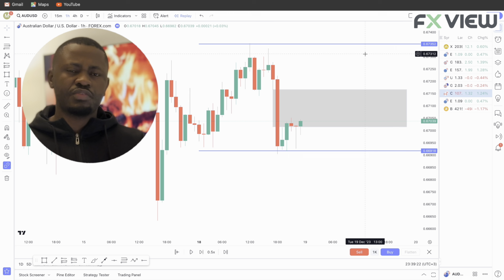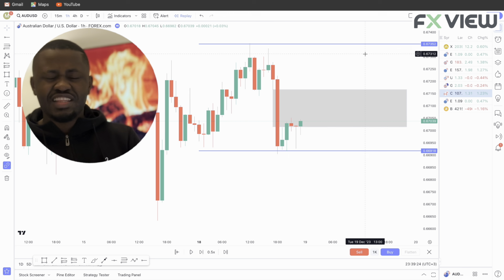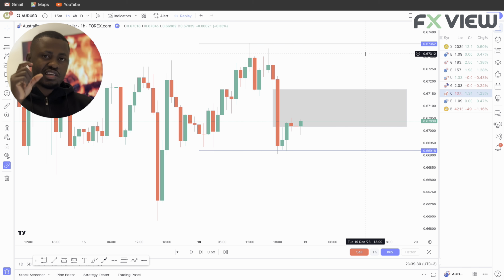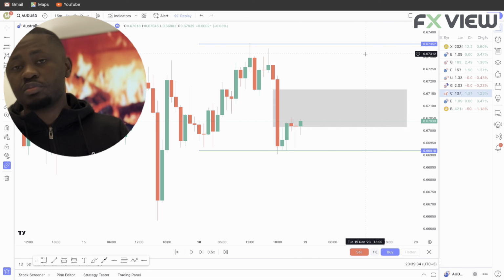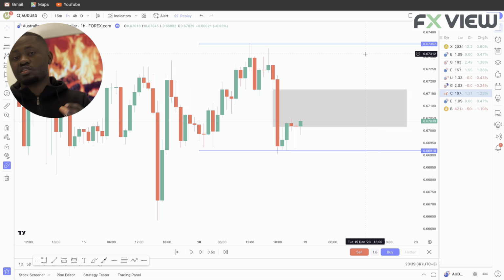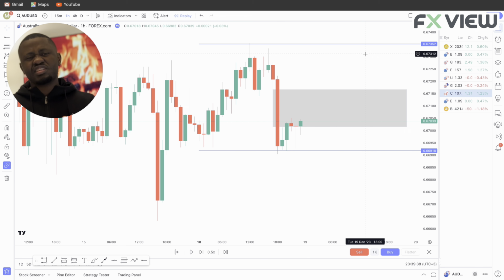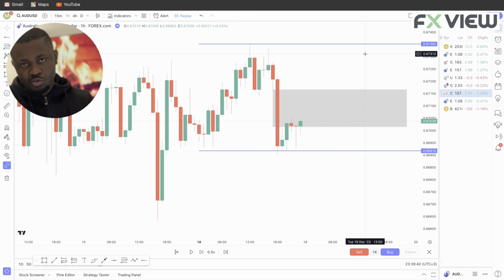Now what is a fair value gap? A fair value gap is insufficient price action. That is always a gap left in the market and price has to fill it up. Now for those that didn't know, a fair value gap is also liquidity. Price always has to take out that liquidity before going to the other side or continuing to go the way it was going to go.